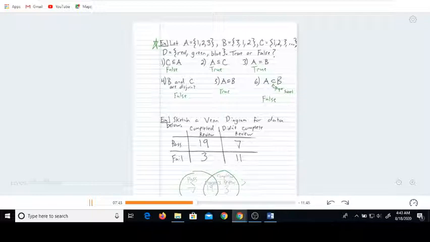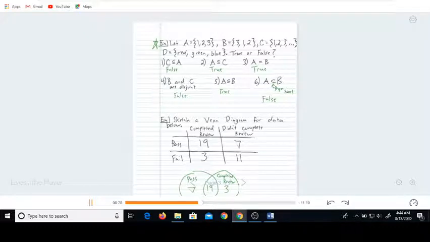Basically, put everybody who passed in this circle and everybody who completed the review in this circle. Alright, so if we see, there are 19 students that passed and completed the review, 3 students that completed the review but did not pass, and then 7 students that passed but did not complete the review, and that just leaves 11 who neither passed nor completed the review. So there's an example of a Venn diagram for this data set.